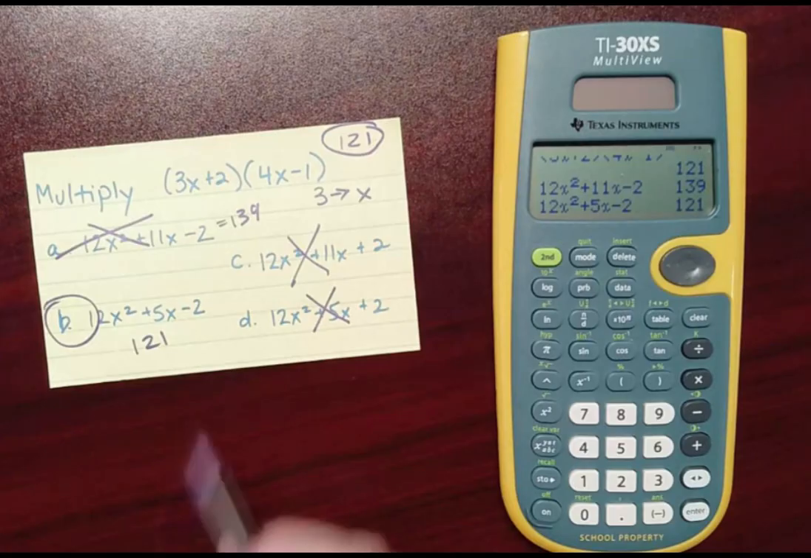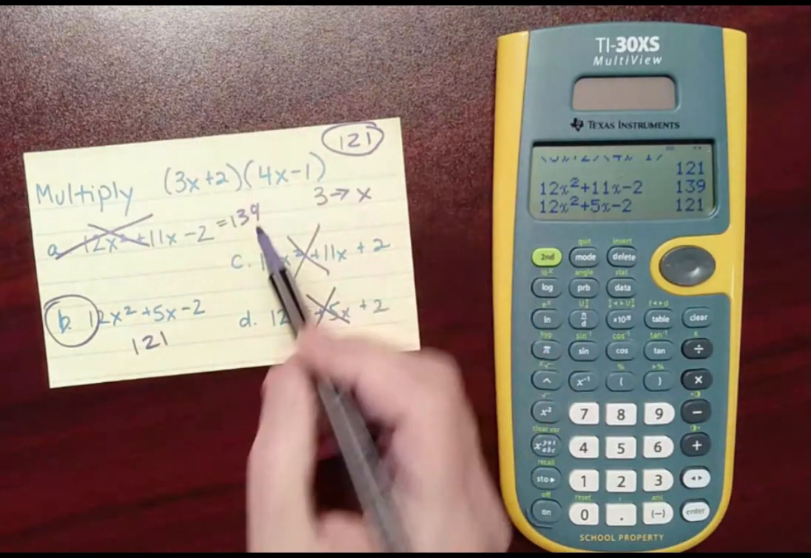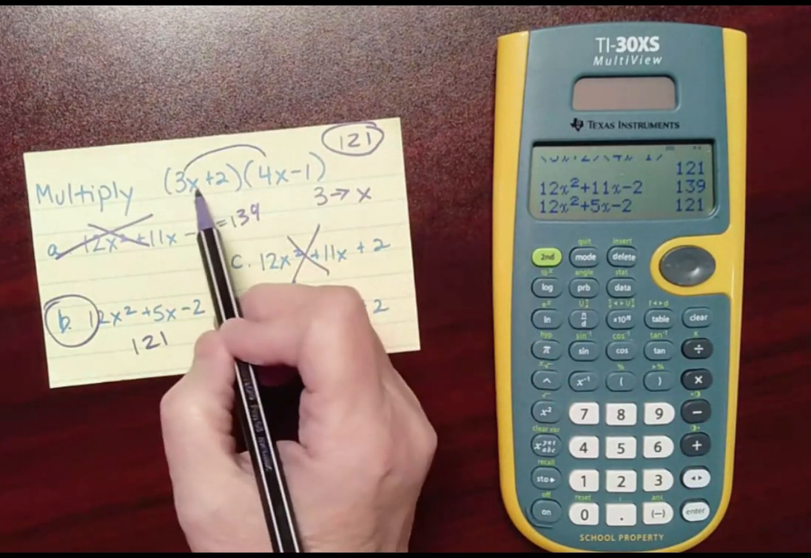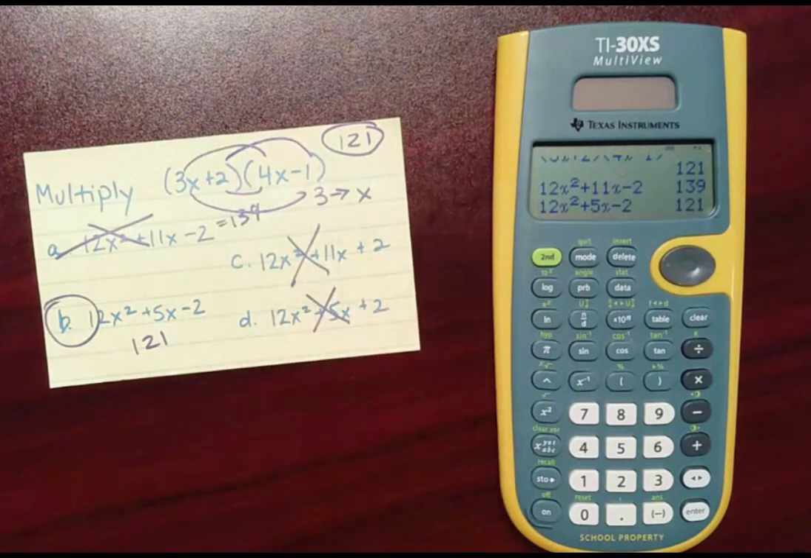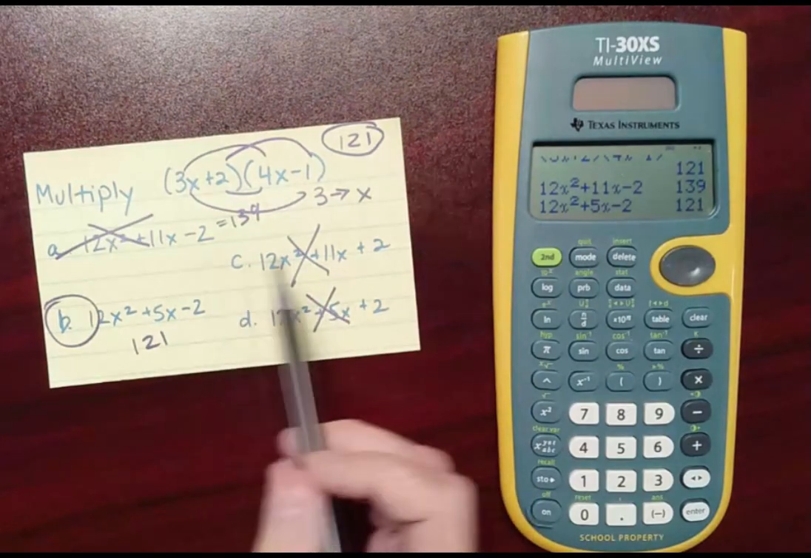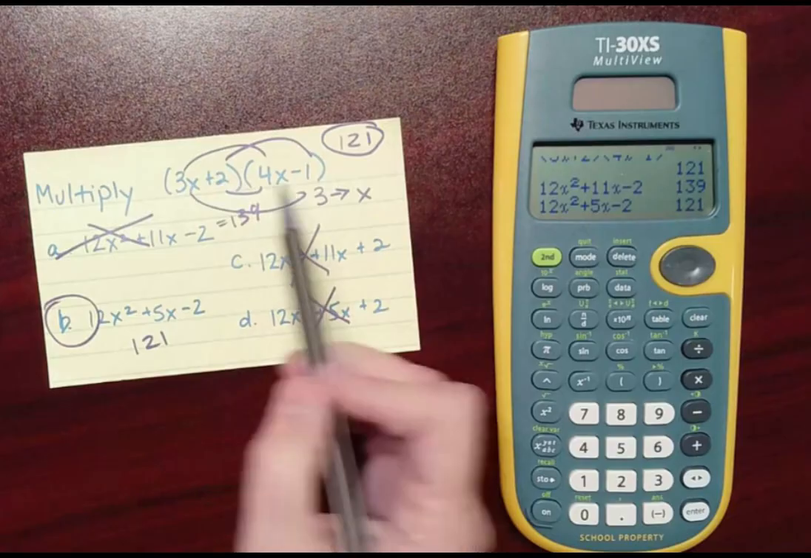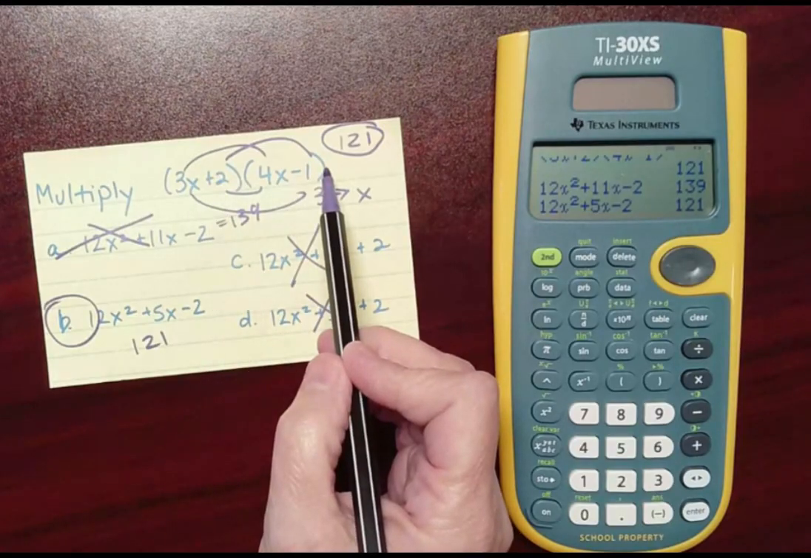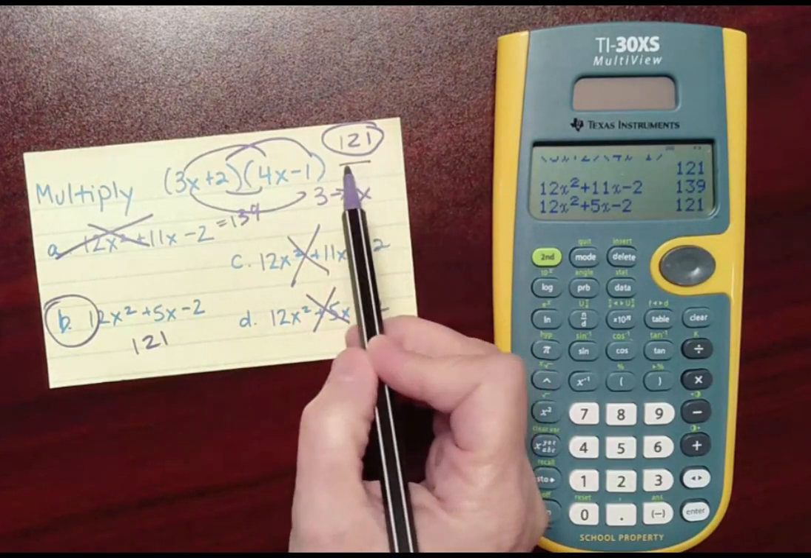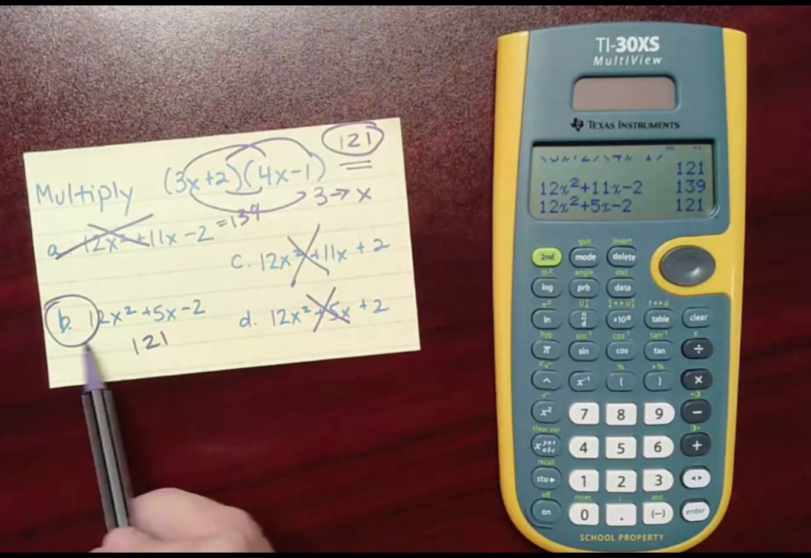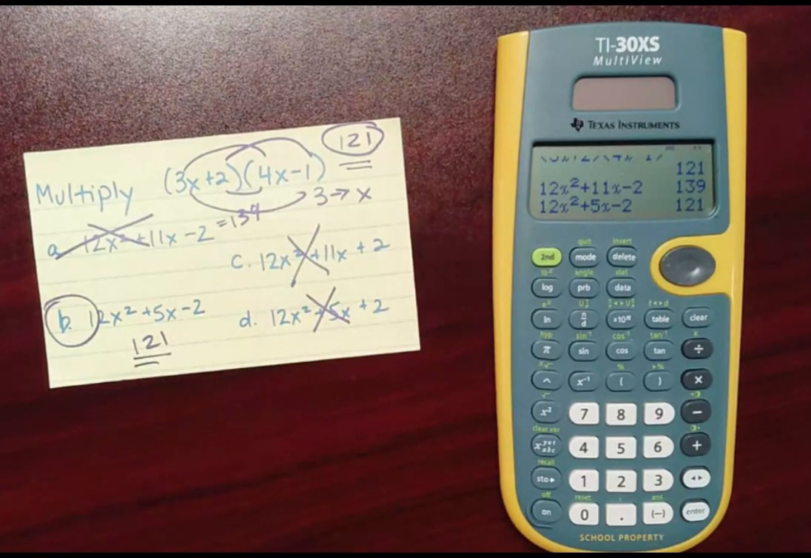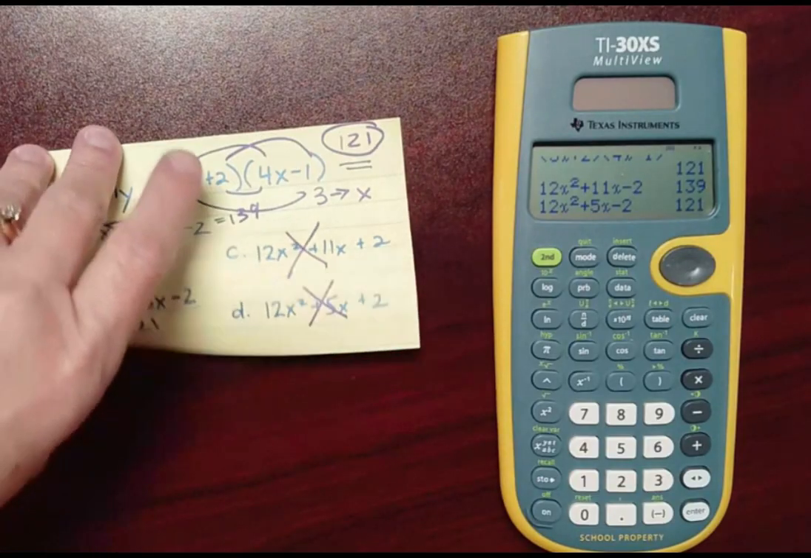But if you're not sure how to use the FOIL method or how to multiply these, however you've been taught to do it, even if you do know, you can use your FOIL method, get an answer, and then you can use this method to check and verify that whatever you get, the answer you get when you type in the question will be the same answer that you get when you type in the answer if it is the correct answer. Okay, so we can factor, we can multiply, we can simplify.